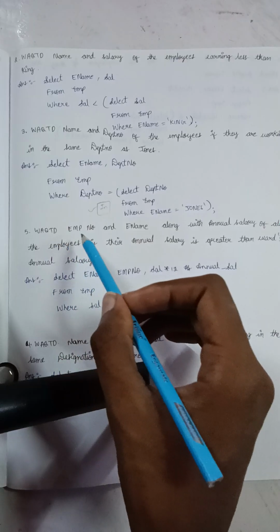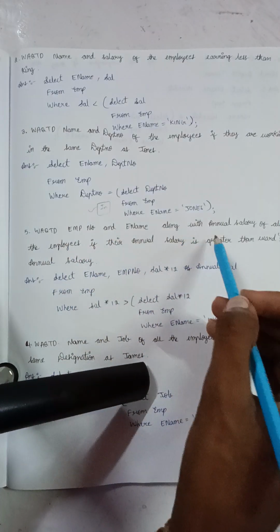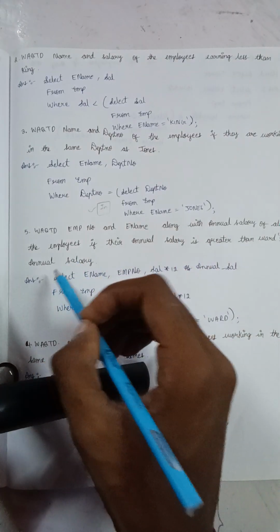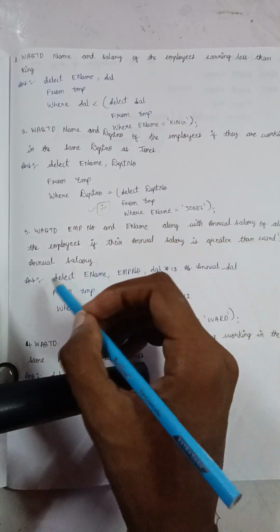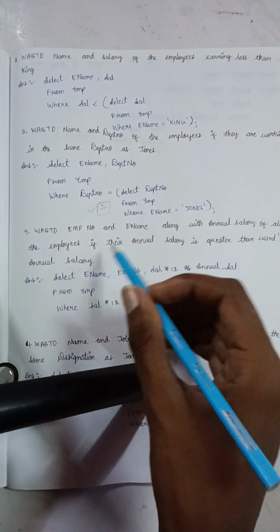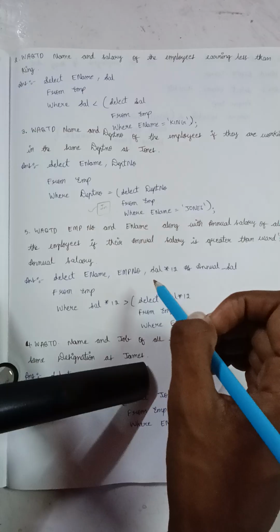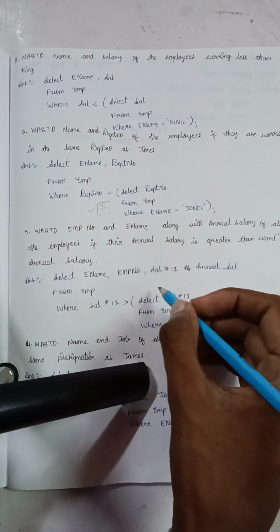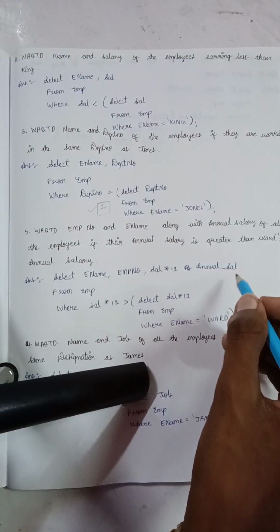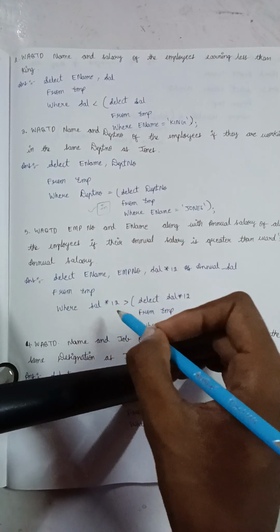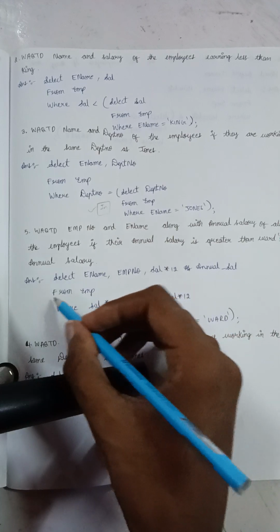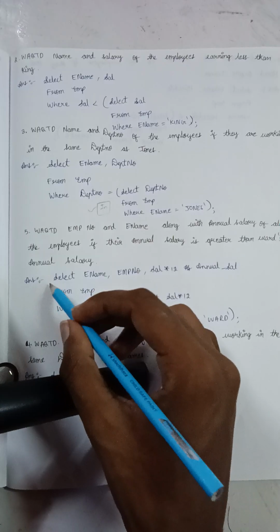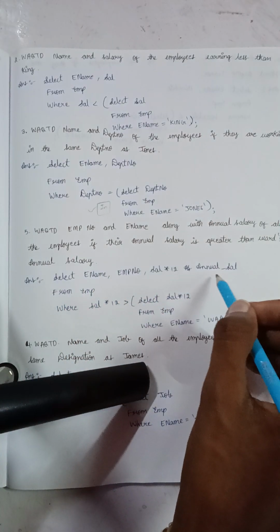Write a query to display employee number and ename along with annual salary of all the employees if their annual salary is greater than Ward's annual salary. So here the unknown is Ward's annual salary. Select ename, employee number, comma, and here we want annual salary, so salary into 12 as annual sal from EMP where salary into 12. The where clause is executed after the from clause, and the select clause is executed after the where clause. So here we will mention the alias annual salary.